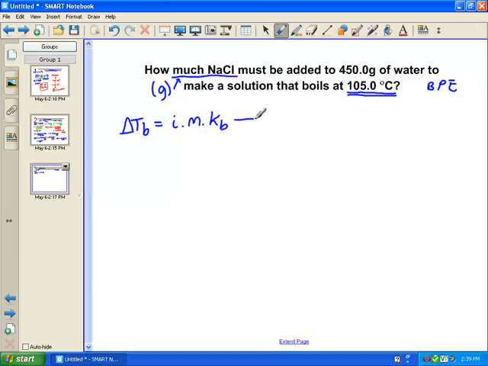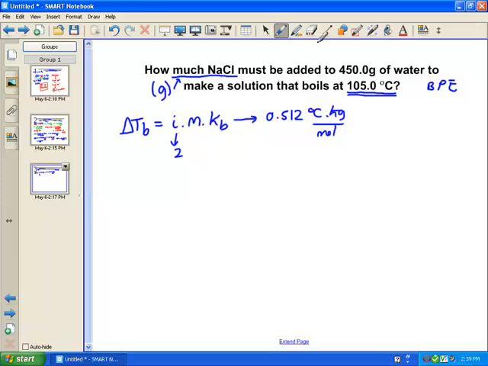For water, this actually is 0.512 degrees C kilogram per mole. Now this is still NaCl, so our i is still 2. Once again, our m is what we're trying to find. Because our molality is what we're trying to find, because that's going to give us a way to get back to grams.